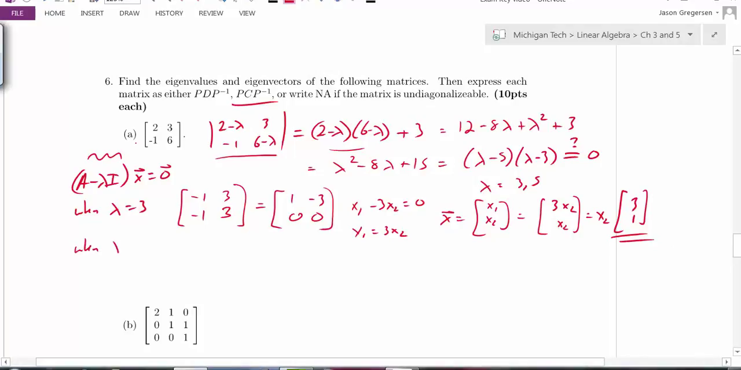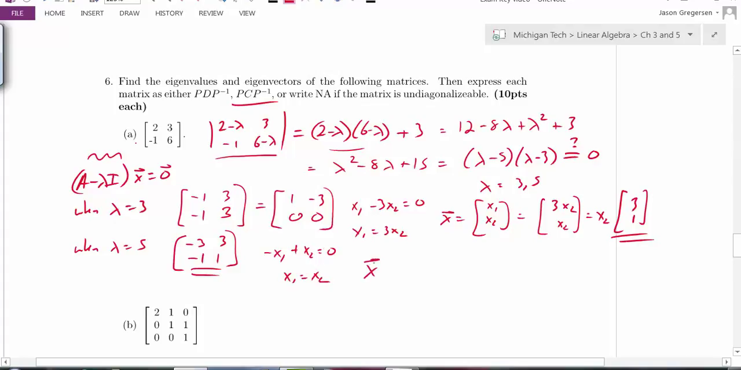Now we look at when lambda equals 5, and we repeat that same process. When I plug in lambda equals 5, I get negative 3, 3, and negative 1, 1. Once again, I can really see that these two rows are multiples of each other, and so I only need one to give me some information. I'm going to look at this second row this time. It says negative x1 plus x2 is equal to 0, or x1 is equal to x2.